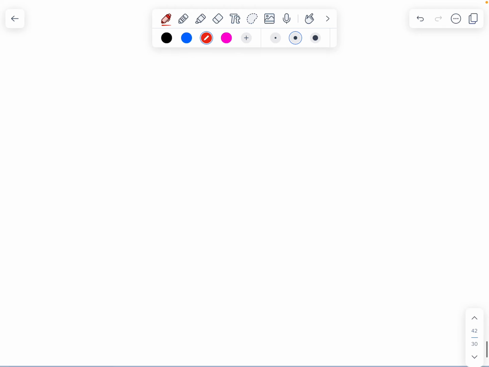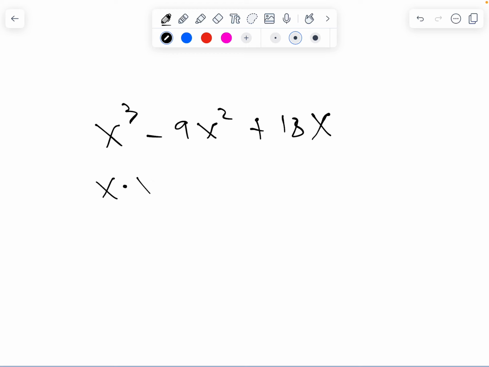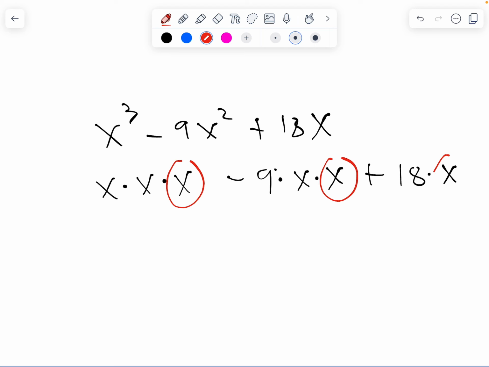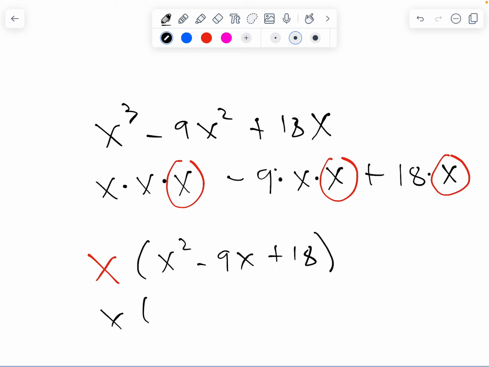Okay, let's do another one. What about this one? This one's a little bit different. x cubed minus 9x squared plus 18x. Well, in this one, x cubed is x times x times x. 9x squared means 9 times x times x. 18x means 18 times x. The thing that these all have in common is simply an x. So we're going to factor out an x, and inside the parentheses will be the x squared, the minus 9x, and the 18. And then, of course, let's finish this off just like we did before, x minus 7, x minus 2.